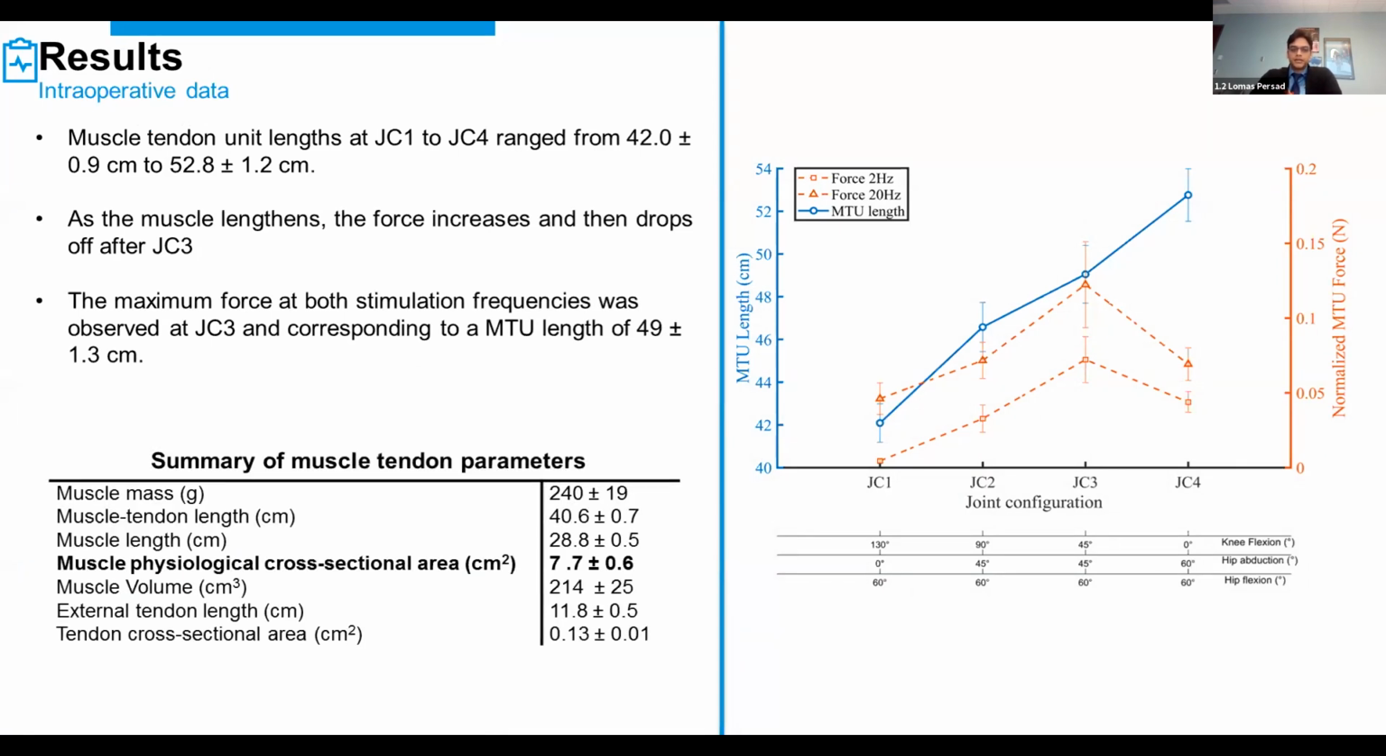A summary of other muscle tendon parameters is presented in this next table, where particularly to note, muscle PCSA was found to be 3 to 4 times greater than what is reported for cadaveric data, and highlights the importance of capturing in vivo data.